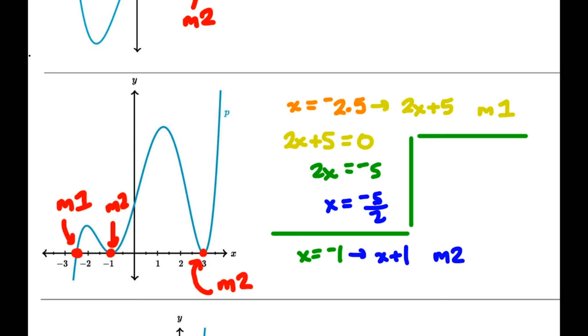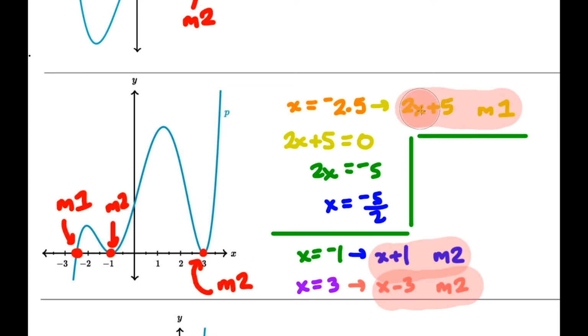And the last one, there's a bounce at x equals 3. So it's going to be x minus 3, because if you plugged in 3, you'd get 0 here. And that's a bounce, so we're going to say multiplicity of 2 for that one. So that's those right here. Okay.